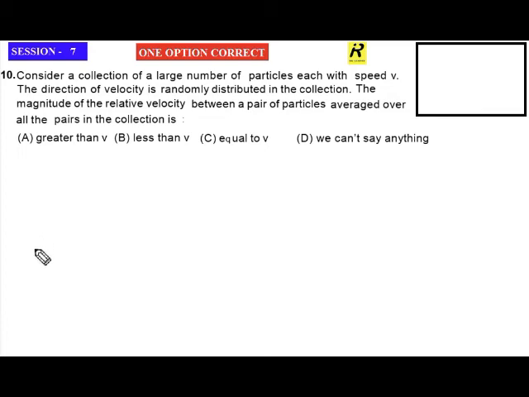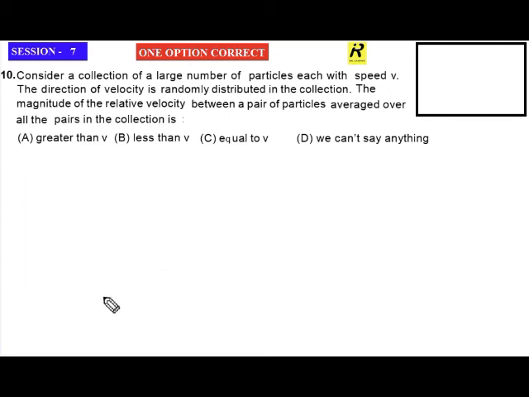Now we know each particle is moving with the same velocity. That means VA is equal to VB. This is said in the question itself: each particle is moving with a common speed V. So using this criteria, I can write VAB square. When I put V here and V here, finally I get 2V square, and in the bracket I can keep 1 minus cos theta inside.